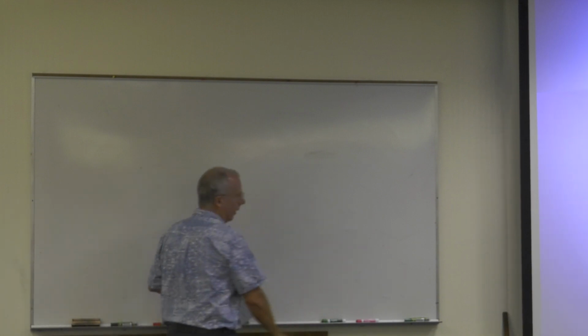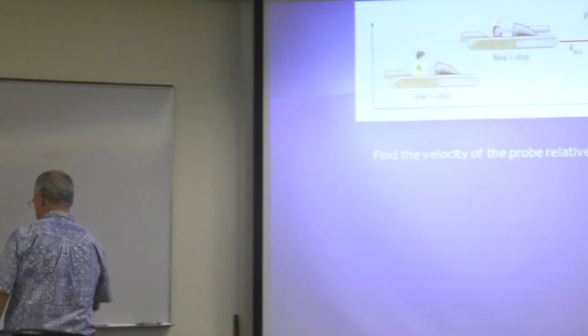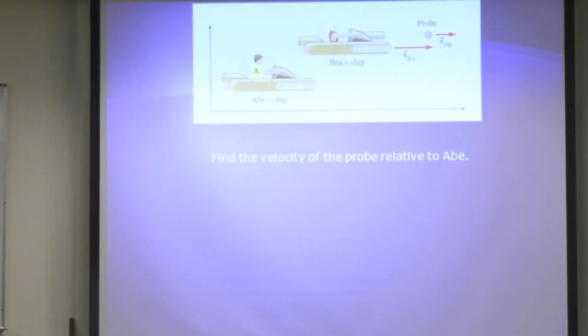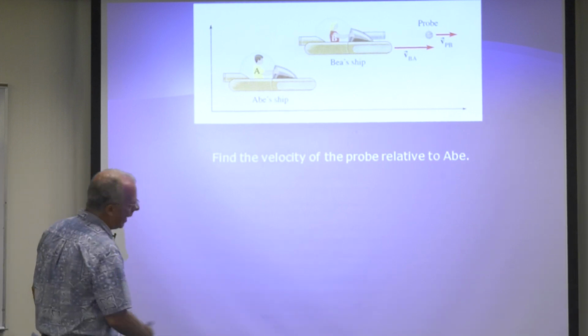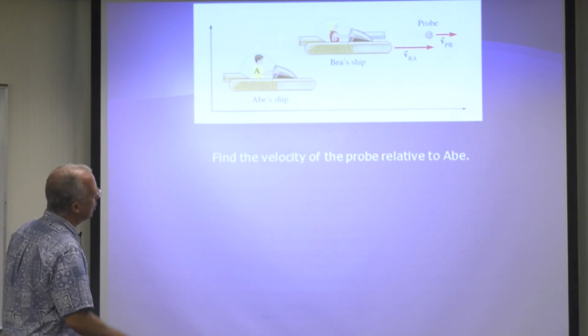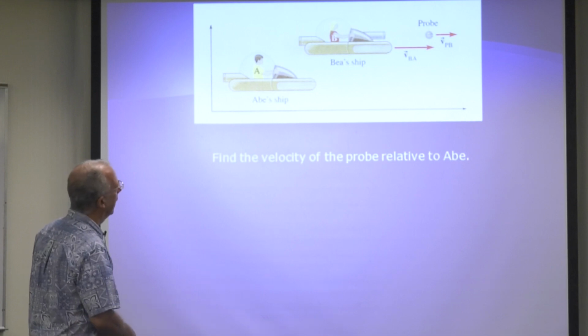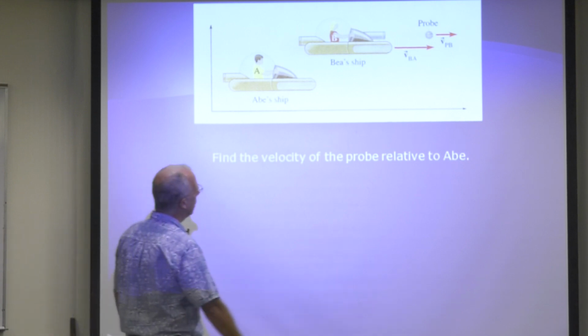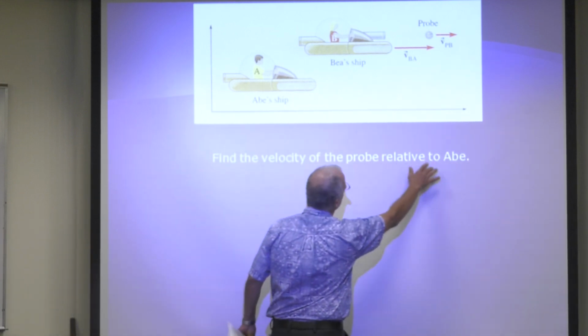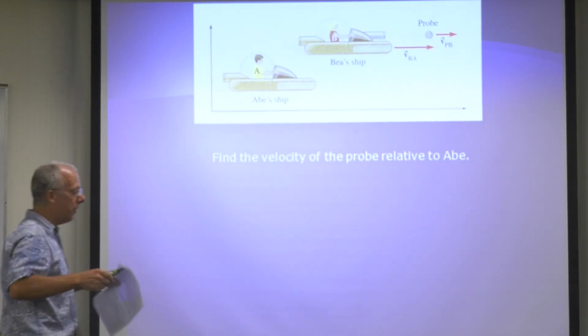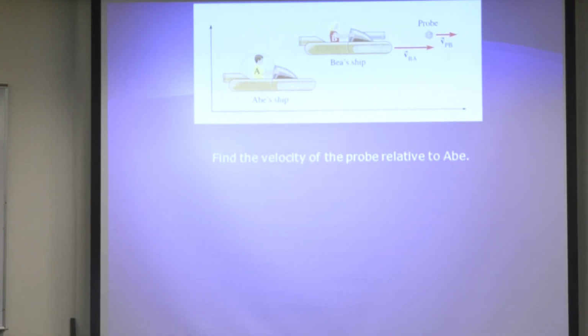Now, in my opinion, the easiest way to do this is just to use that formula that we learned in Physics 105. So here, there's Abe and there's B, A, B, whatever, and then there's a probe. So we want to find the velocity of the probe relative to Abe. So how did we do that in Physics 105?